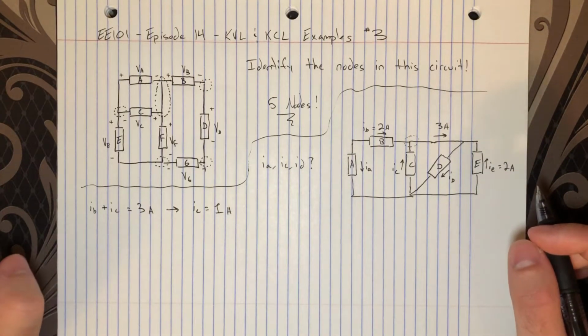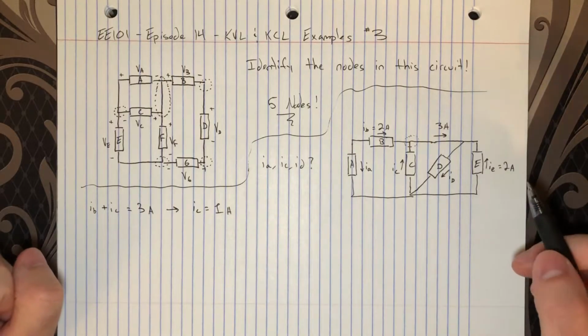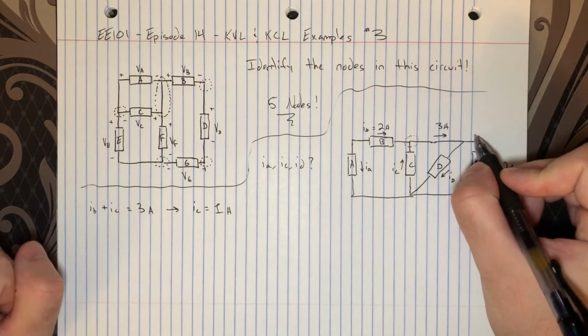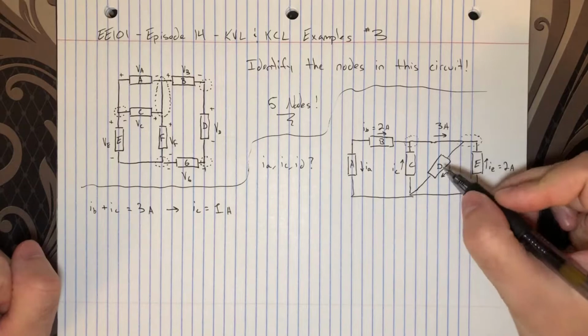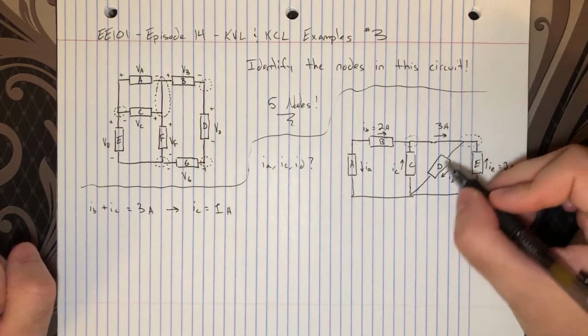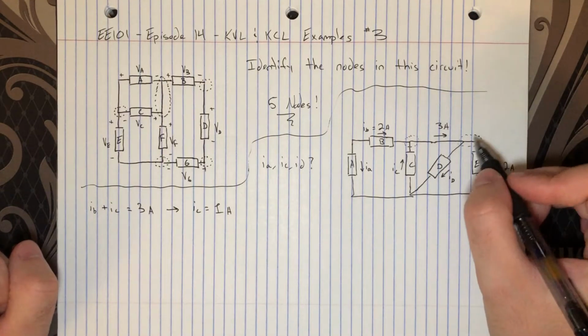Now, what node can we look at next? How about this one? And notice I kind of sloppily drew this element such that I'm not connecting exactly to the corner on this side, but it doesn't matter.